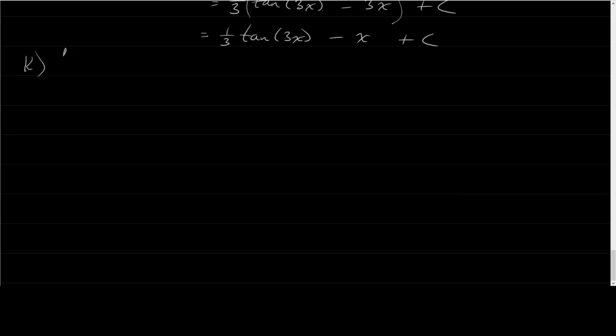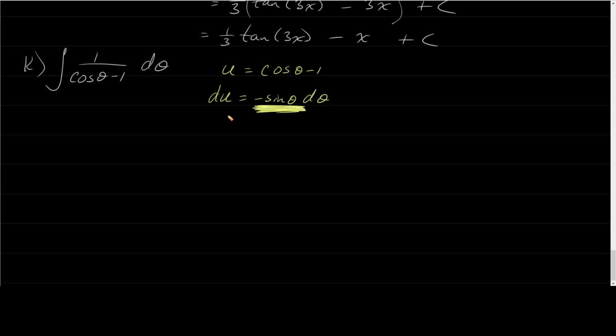K is the integral of 1 over cosine of theta minus 1 d theta. All right. Now, again, this is something that people think that you can do a u substitution with, but you can't. Let me show you what happens. If I take u being that entire denominator, then du would be negative sine theta d theta. So here is the problem. You can't replace that sine. It's not going to go away. It doesn't exist anywhere here. So we're not going to be doing a u substitution.